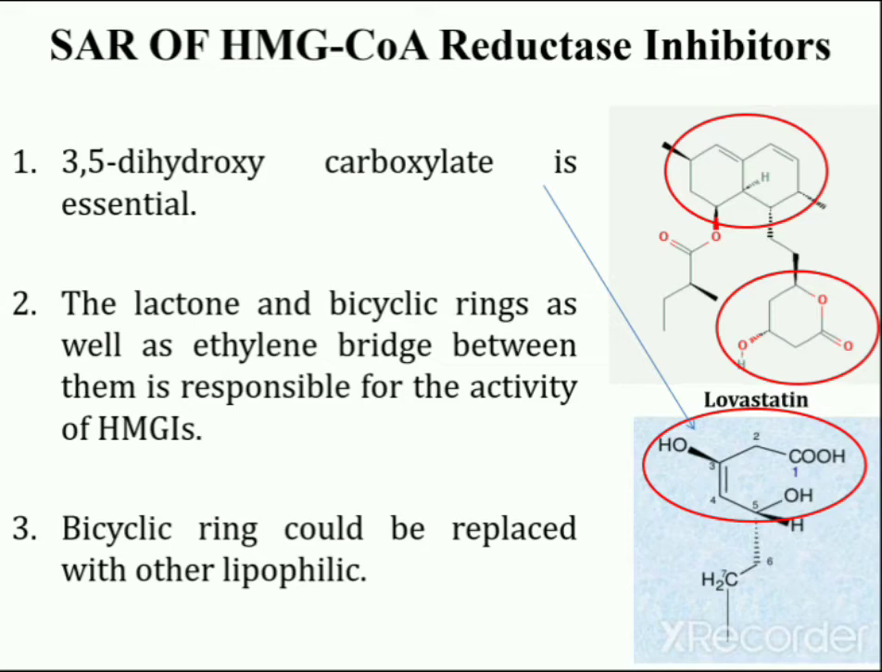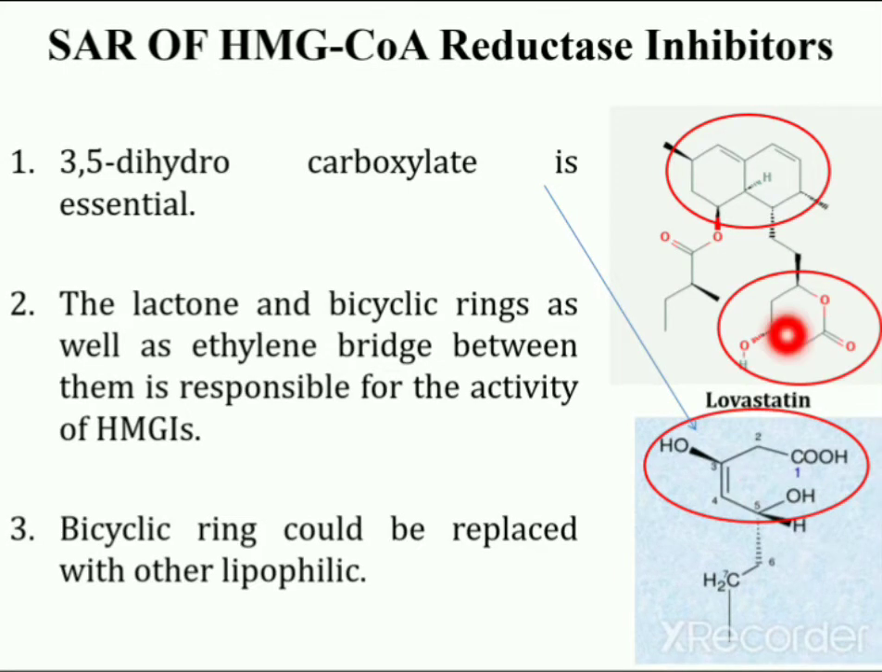All HMG coenzyme reductase inhibitors contain a 3,5-dihydroxy carboxylate group, a bicyclic ring system, and the lactone ring. All three of them are important for the activity of these compounds. The 3,5-dihydroxy carboxylate group is essential for the activity. Also, the lactone ring and bicyclic rings as well as the ethylenic bridge between them are responsible for the activity of HMG coenzyme reductase inhibitors.